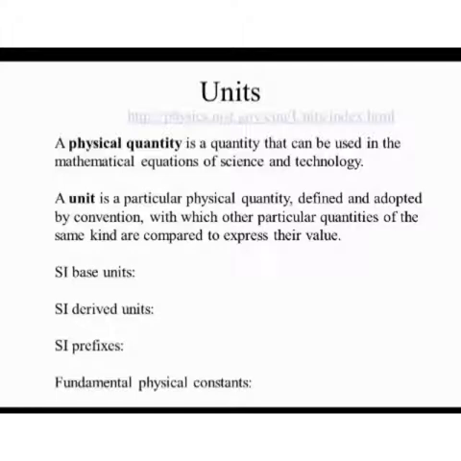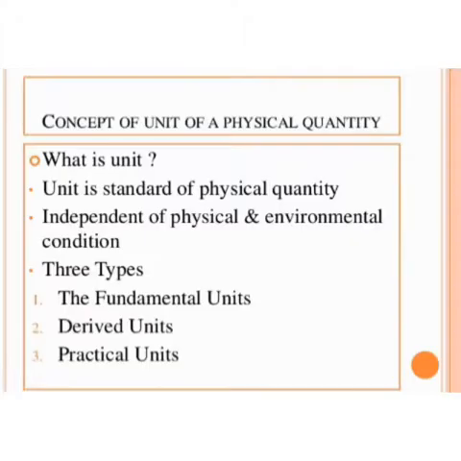A unit is a physical quantity that can be used in the numerical equations of science and technology and otherwise in a particular system. What is a unit? A unit is a standard of physical quantity, independent of physical and environmental conditions. There are three types: fundamental units, derived units, and practical units.